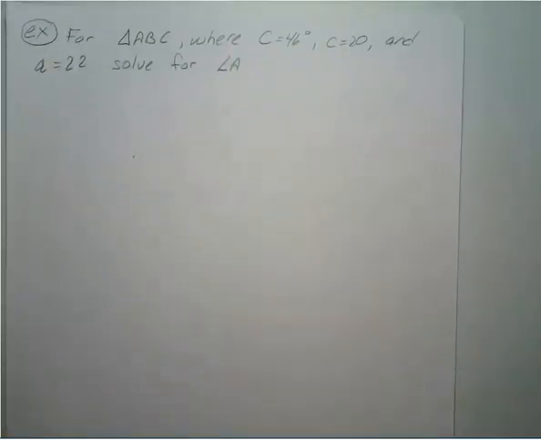Let me move this down. Here we go. Okay, so for triangle ABC, where angle C is equal to 46 degrees, side C is equal to 20, and side A is equal to 22, solve for angle A.